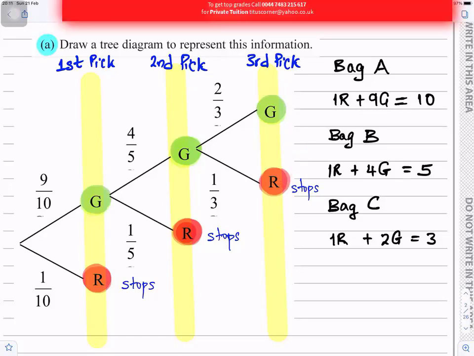So the 3 picks, 1, 2, 3. You stop if you pick a red. If you pick a green, you go ahead until you get 3. In bag A, there's 1 red and 9 green, so the total in bag A is 1 plus 9 is 10. In bag B, there's 1 red and 4 green, so the total is 1 plus 4 is 5. And in bag C, there's 1 red and 2 green. The total is 3.